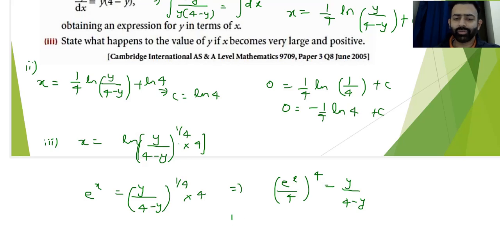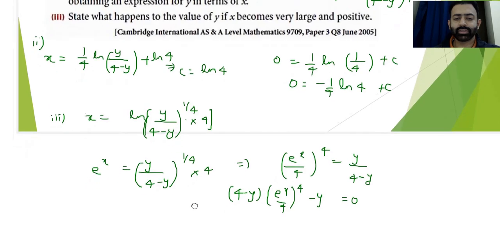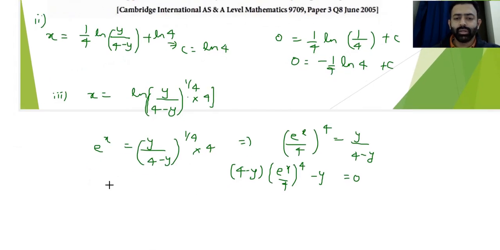Okay, again you have to transfer this to LHS: 4 minus y, then e raised to power x by 4 raised to power 4, and then minus y is equal to 0, right? And then expressing y in terms of x, this will be 4 times e raised to power x by 4 raised to power 4 is equal to y times e raised to power x by 4 raised to power 4 plus 1.